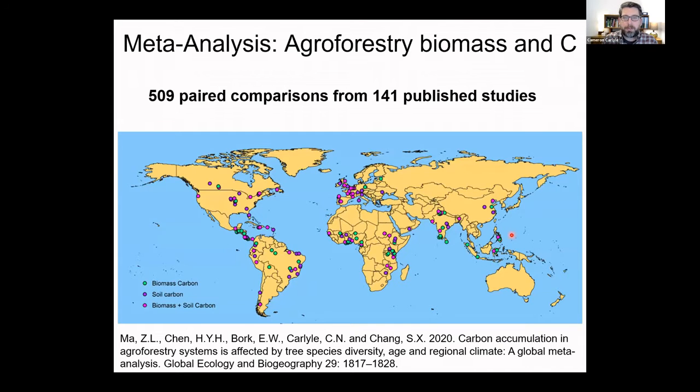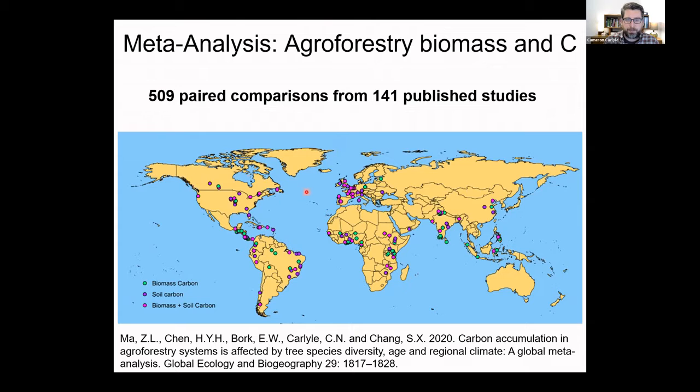And so the way we looked at this, this is work that was done by Zhilong Ma, who was a postdoc on the project and who is now in a faculty position at another institution. He did a meta-analysis where he looked at the data from other published papers, and you can see this includes a fair amount of data, 509 comparisons coming from 141 different papers, and these were distributed around the entire globe.